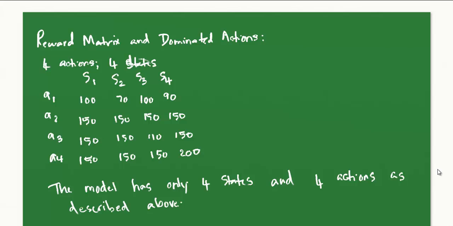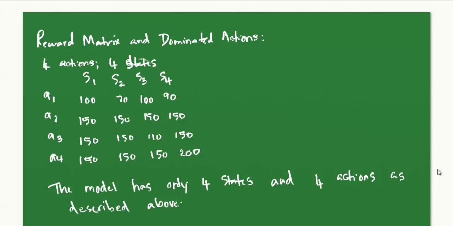Okay, so we'll talk about reward matrix and dominated actions. Reward matrices are important because they help us in making a decision under uncertainty. So if you want to use a decision rule, you must have a reward matrix to go by.